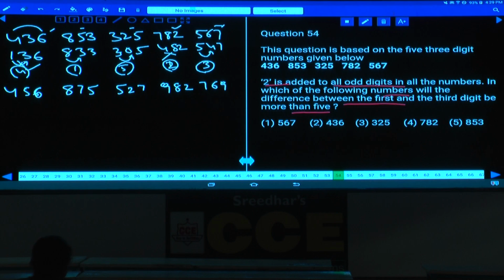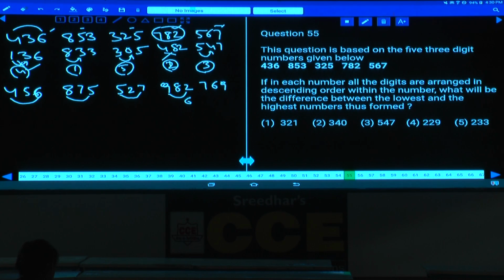Then what is the question here? The difference between the first and the third digit is more than 5. First and third here, the difference is only 2. Here it is 3, here it is 2, here it is 6? No, here it is 2. Then how many? Only 982. Now this 982 we are getting from where? 782. And 782, that is choice 4. 54, choice 4. Then 55.